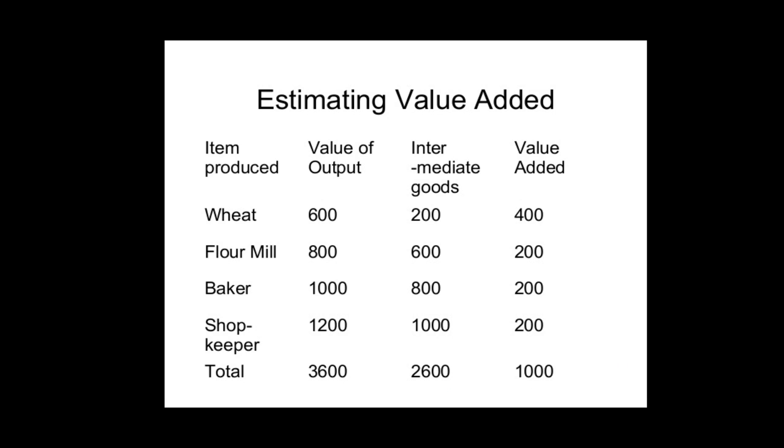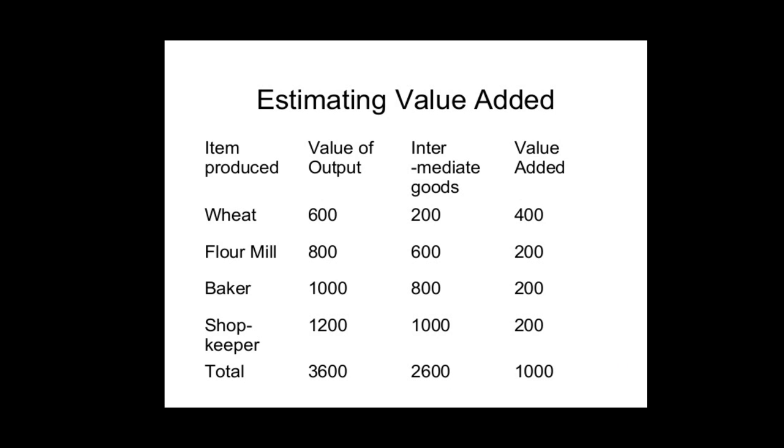In this way, total value of output is thus equal to rupees 600 plus rupees 800 plus rupees 1000 plus rupees 1200, which is equal to rupees 3600. However, after carefully examining the situation, it is revealed that each transaction contains the value of intermediate goods, such as the value of wheat is included in the value of flour, the value of flour is included in the value of bread, and so on.